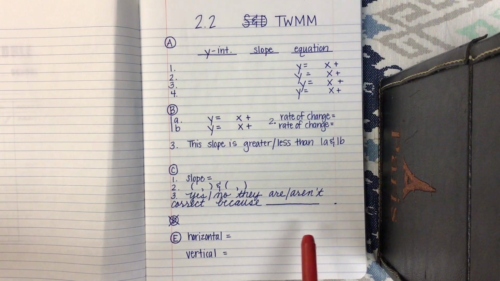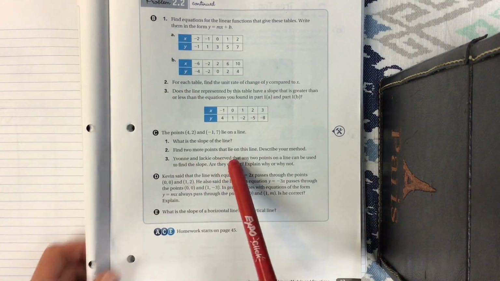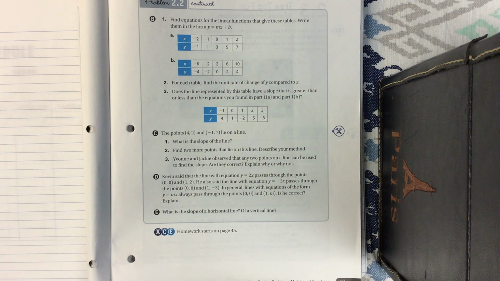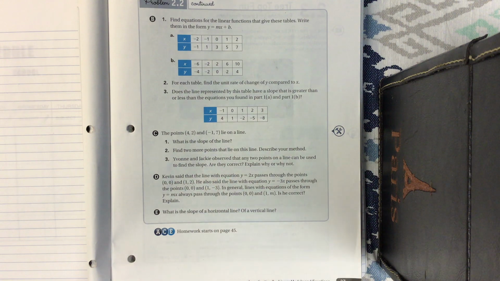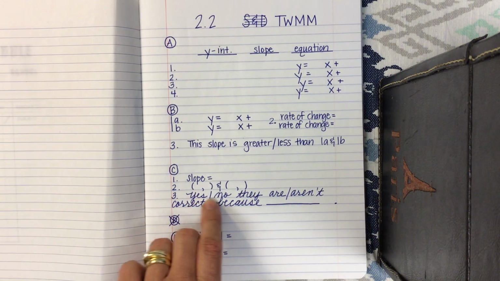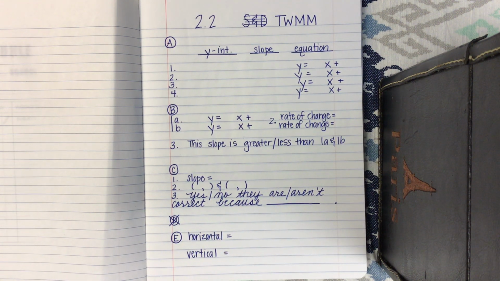Okay, and then number 3 asks you for C, whether or not Yvonne and Jackie are correct. They think any 2 points on a line can be used to find slope. Is that true? Yes or no, and why? So I set it up, yes or no, they are or not correct because, and would do some explaining.